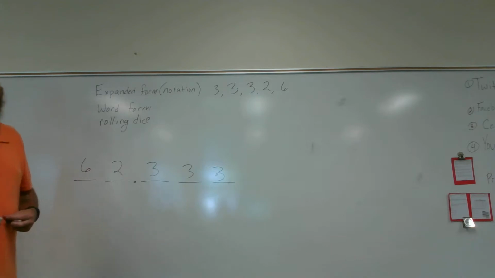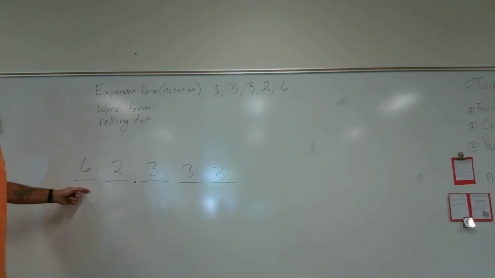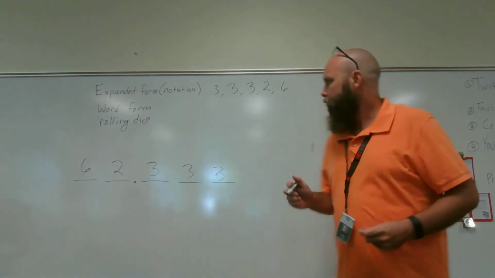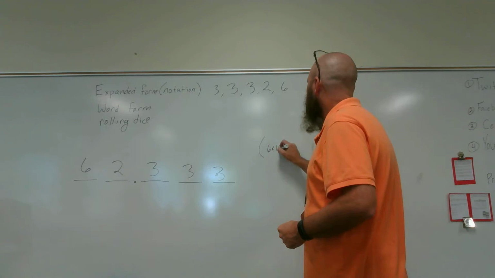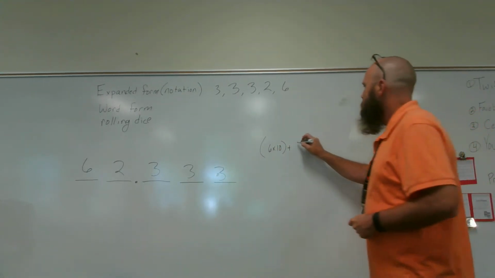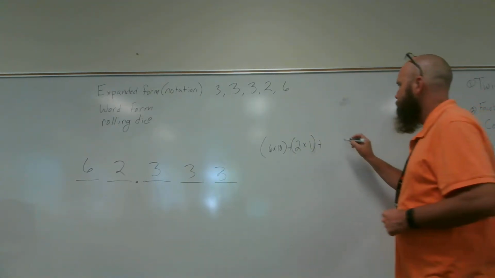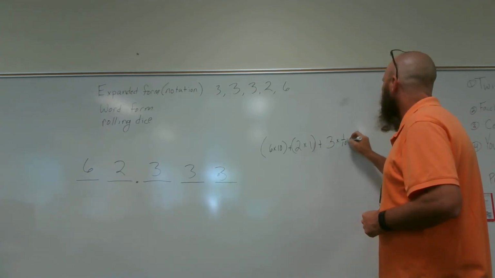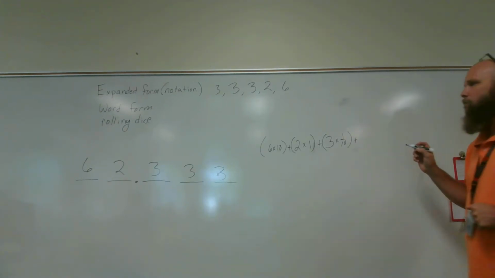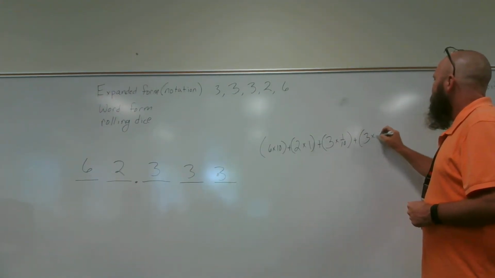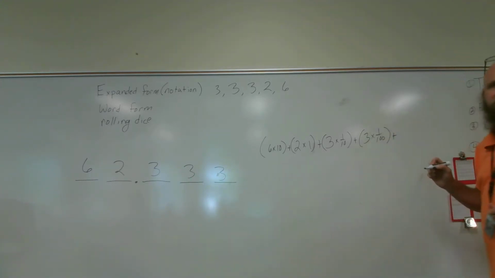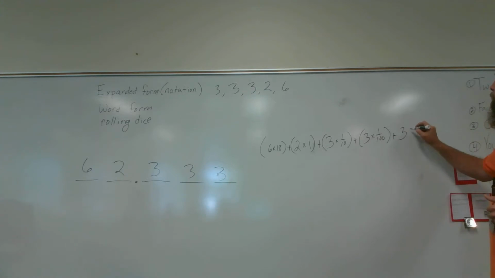Phoenix, tell me how to write this in expanded notation. 6 times 10. Good. 6 times 10 plus 2 times 1, plus 3 times 1/10, plus 3 times 1/100, plus 3 times 1/1,000. Okay? Questions on how I got those? No questions. So we're all good with that.